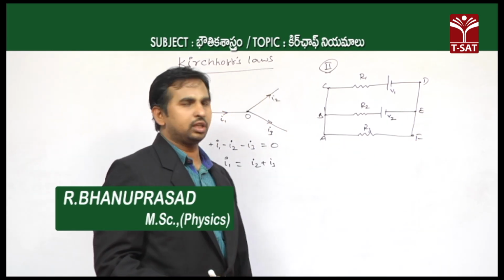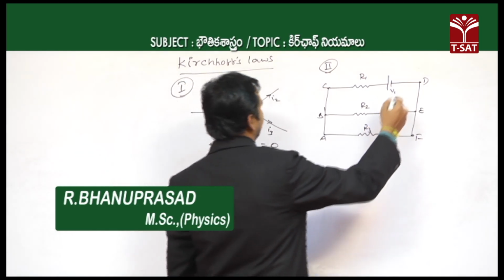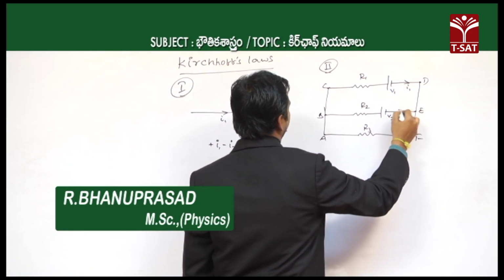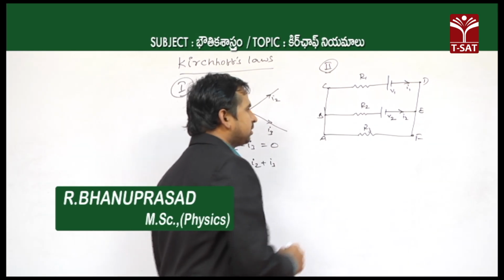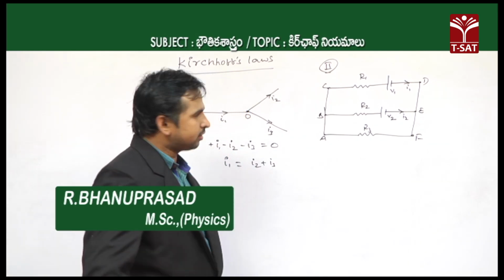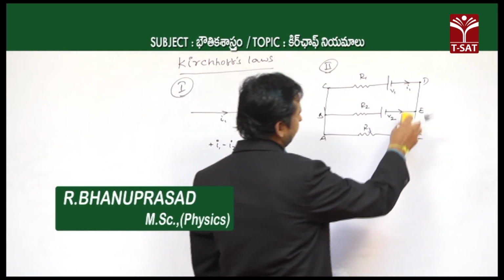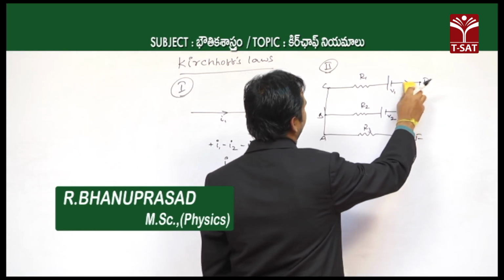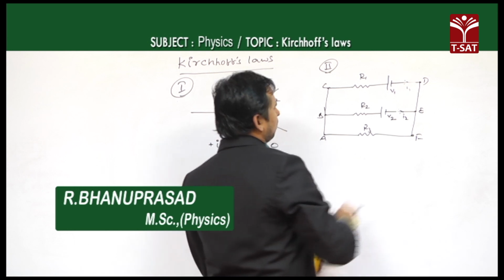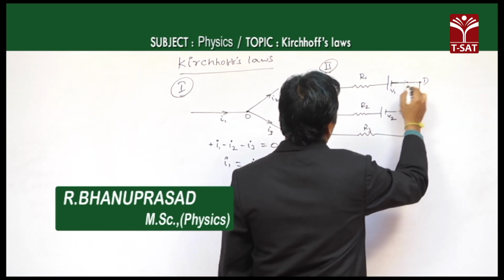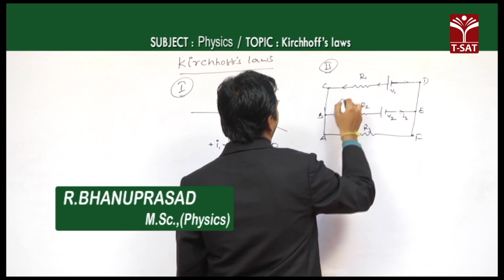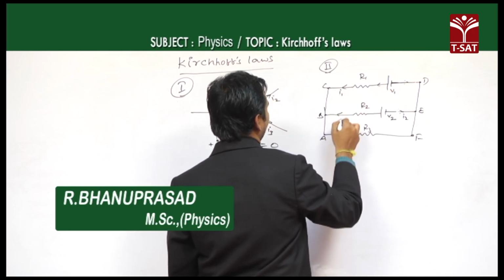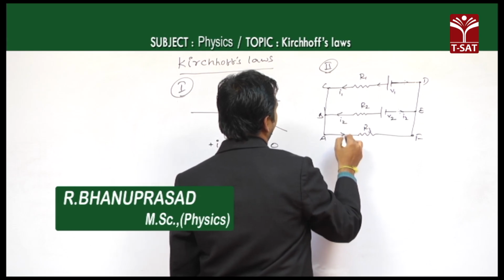Then let us suppose we take the current passing: I1 is the current passing here, I2 is the current passing here. Where the voltage is negative, let us suppose you take the current in the opposite direction, as current always goes from low potential to high potential. Here the current coming is I1, here I2, and here going is I3.